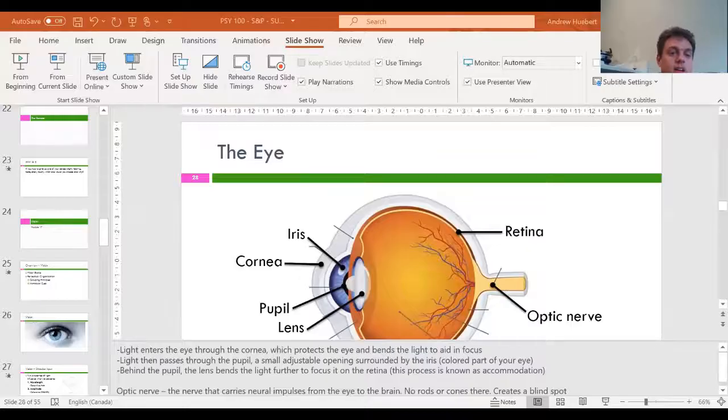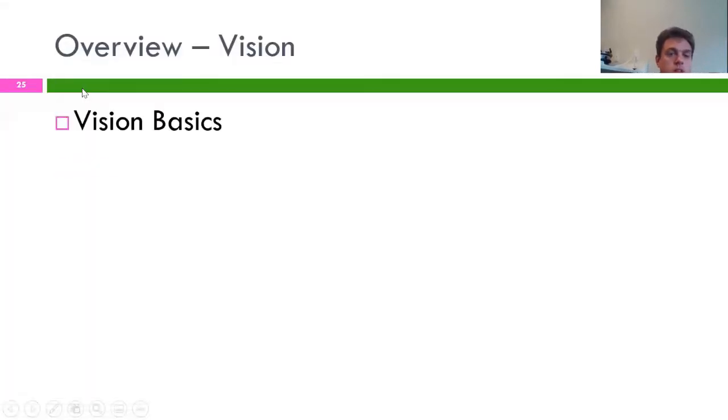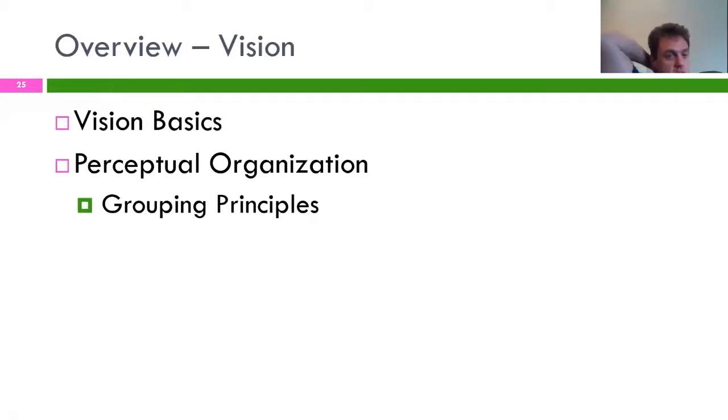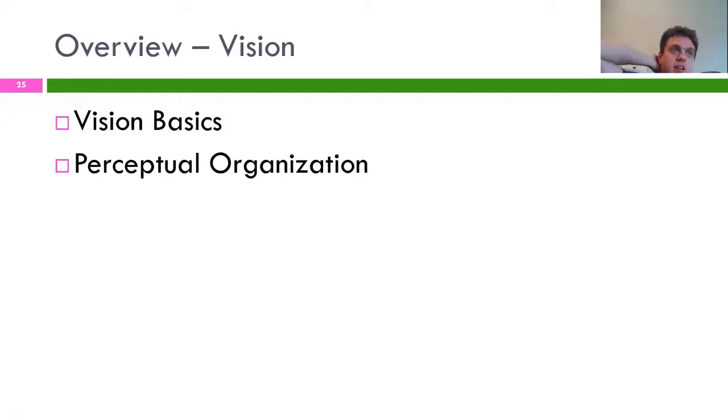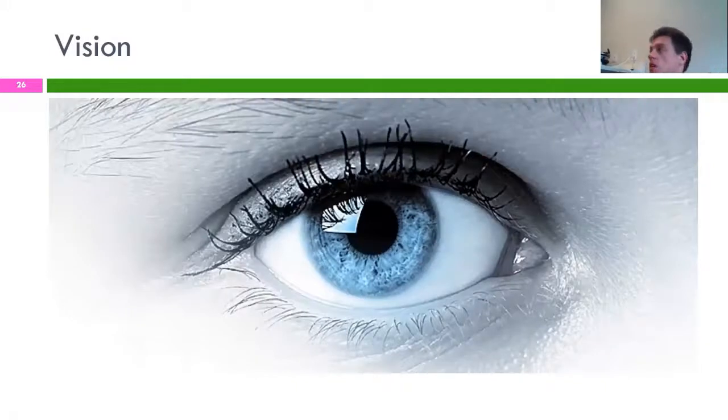Okay, so let's talk a little bit about the actual eye and vision in more detail. We'll talk a bit about the basics of vision, how your eyes work, properties of light, and then we'll go into actual perceptual organization, grouping principles, and monocular cues. Vision is, of course, the most complicated but also the most important of our senses, okay?